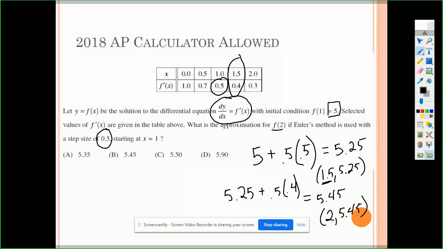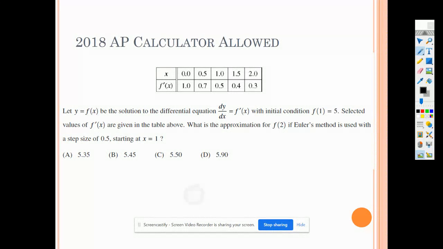If you continue further, if you say, well, there's another column here, I better keep going, you will, I'm sure, work yourself into a wrong answer. They only want you to approximate at 2, so you get 5.45, and you are done. There's my answer.